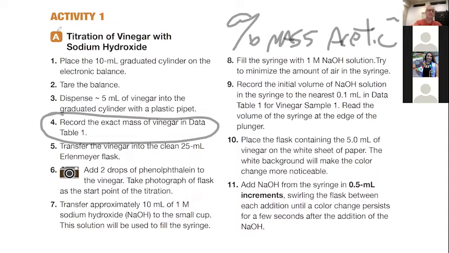So transfer that volume to the Erlenmeyer. Take 2 drops of phenolphthalein and drop them into the vinegar. That is the start point of the titration, where there is no hydroxide added. And then take a little picture so you can see what the color is.